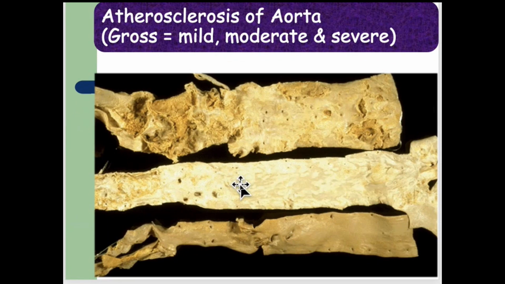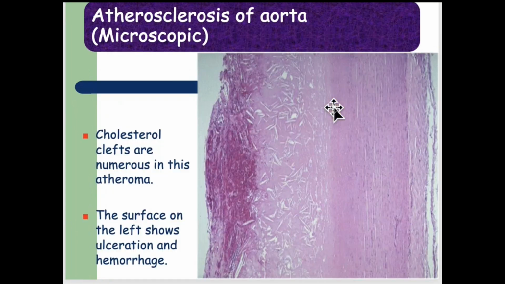Now this is the moderate changes. In the middle one, you see the moderate changes. You can see more yellow areas, but no ulceration, no necrosis. Here you can see all the severe changes in this aorta. You can see these are ulcerated areas. Some of the hemorrhages also, these dark areas are the hemorrhage and irregularities. So this is the severe form of atherosclerosis in the aorta, mild, moderate, and severe.